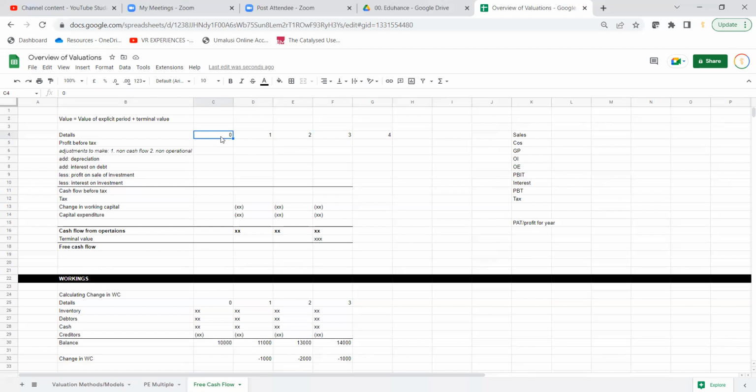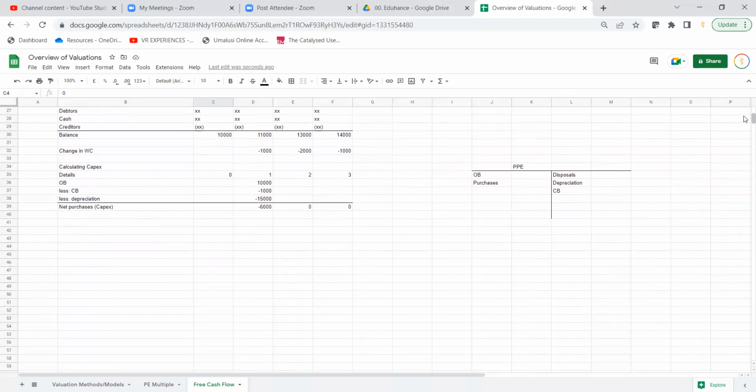Now we need to work out the terminal value. The terminal value is similar to the dividend growth model. So the way we'll calculate the terminal value is as follows.